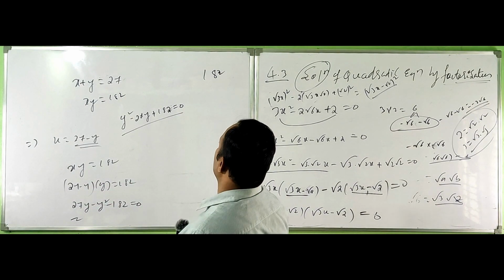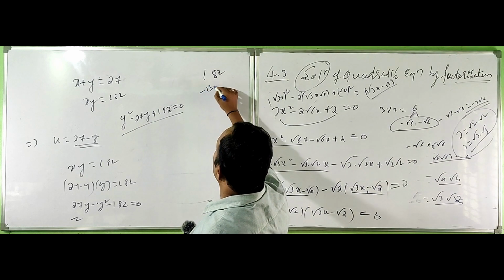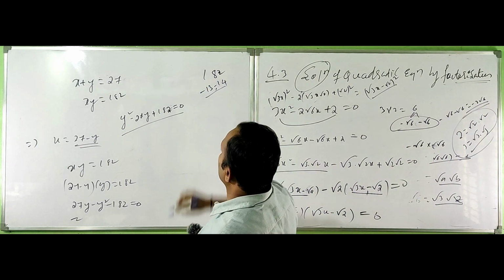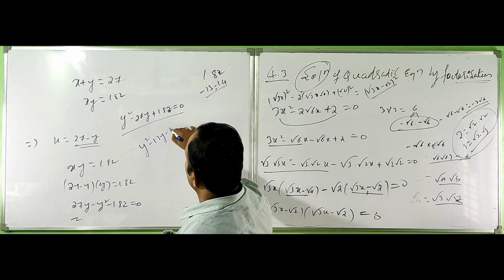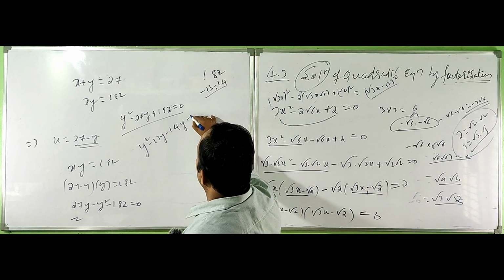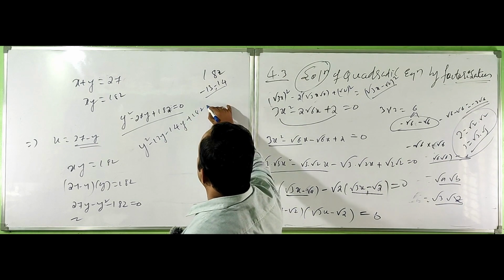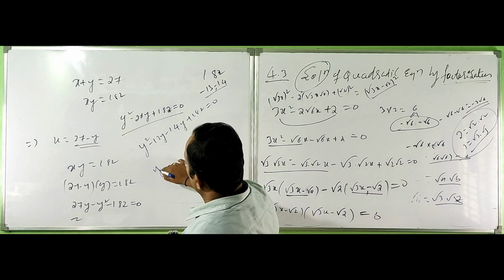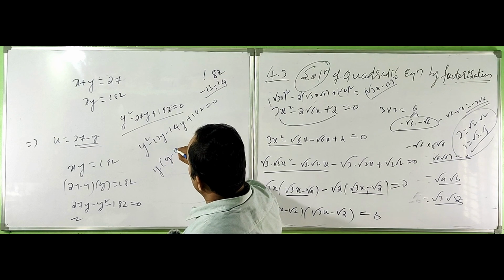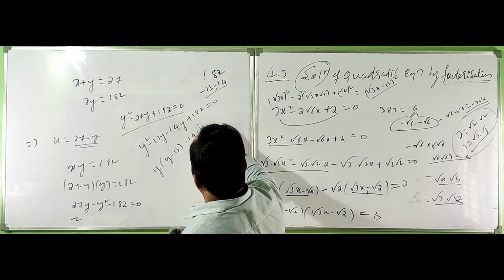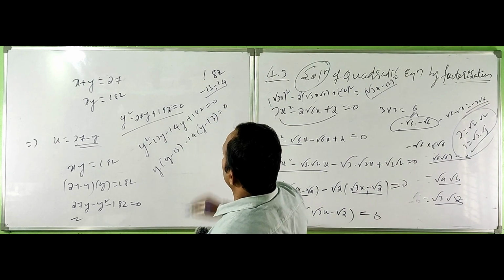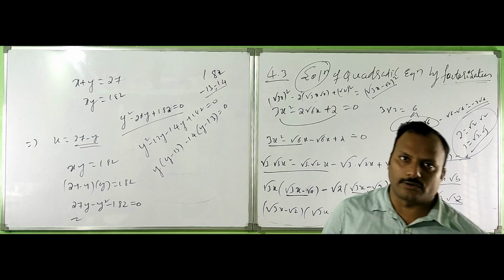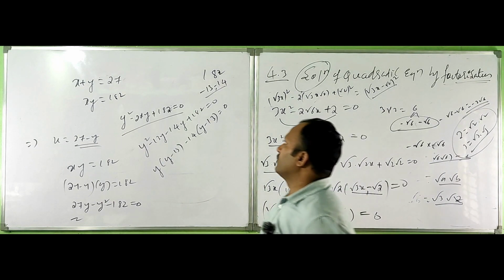Okay, minus 13 and minus 14 are the factors here. So this can be written as y square minus 13y minus 14y plus 182 is equal to 0. Take the common factor: y minus 13 and y minus 14 taken outside. So this should be y minus 13 is equal to 0.